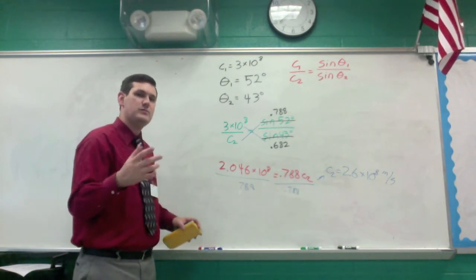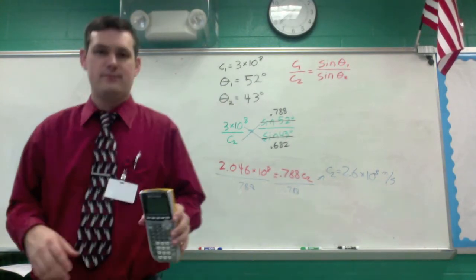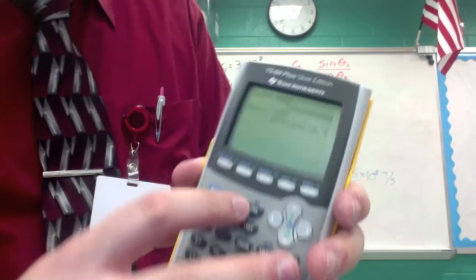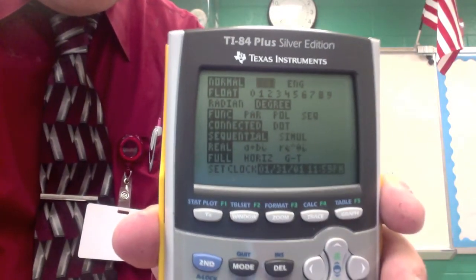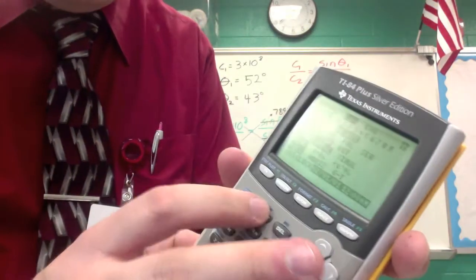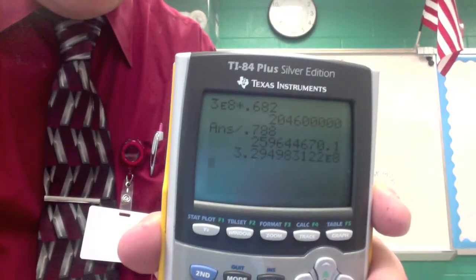If you really want to do this problem a different way without having to count the decimal places, you can do this. You can hit mode on the calculator and you can change it to scientific mode. So when we get that answer like that, see it has the times 10 to the 8th on it.